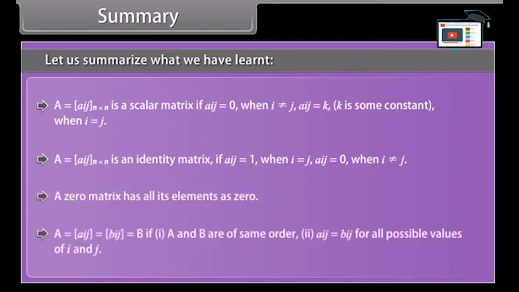A is equal to B if and only if A and B are of the same order and Aij is equal to Bij for all possible values of i and j.